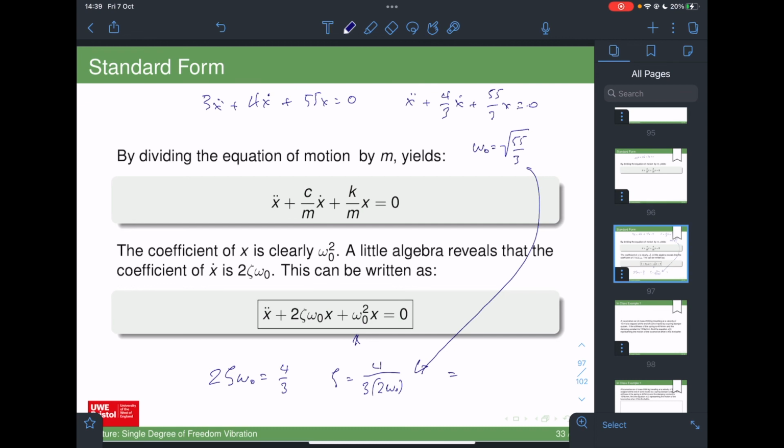Notice it looks like this: c over 2 root mk, or c over 2 m omega naught. Well, that is that.